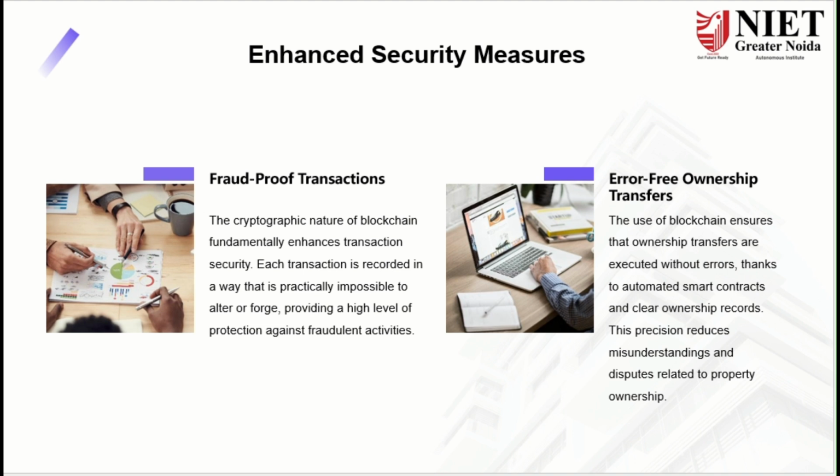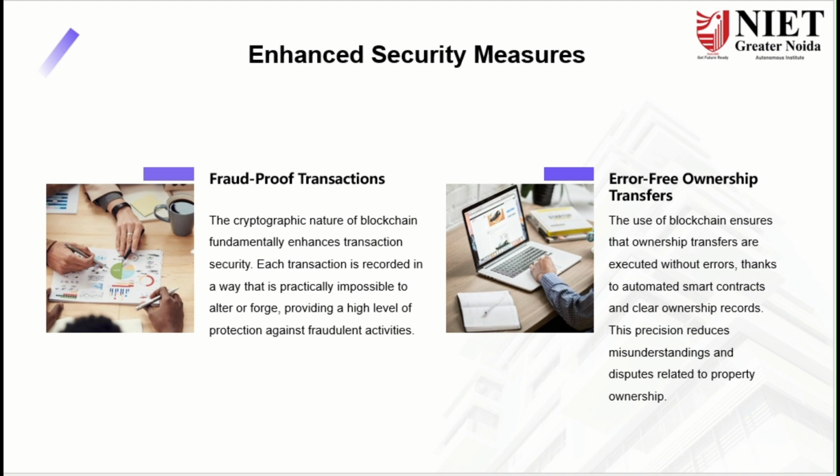That is here, enhanced security measures. Now, fraud-proof transactions, what are they? Blockchain uses strong cryptography to make each transaction extremely secure. Once a transaction is added to the chain, it can't be changed or faked. This makes it highly secure. And of course, this makes it very hard for anyone to commit fraud in property deals.